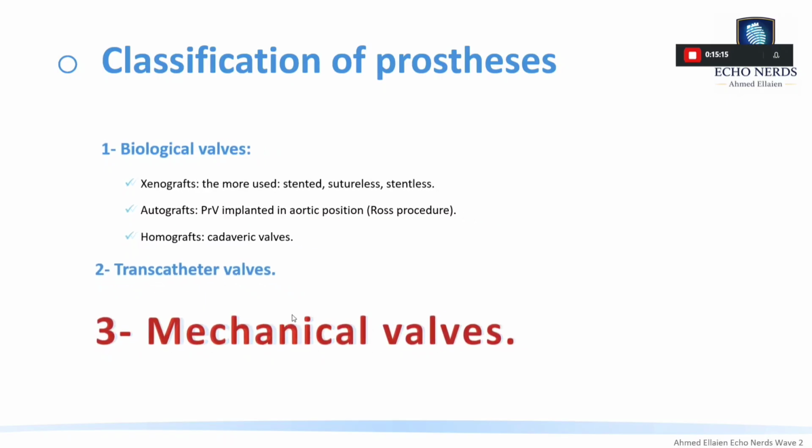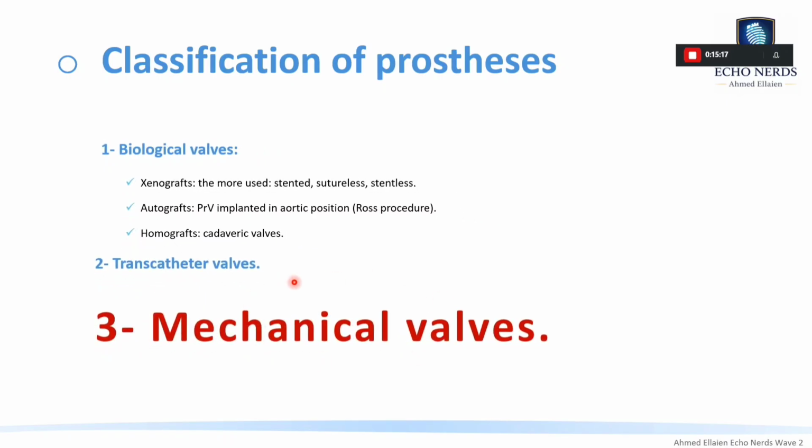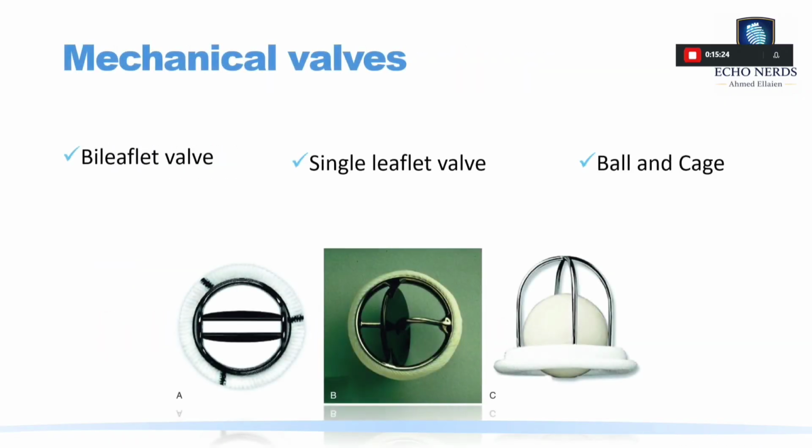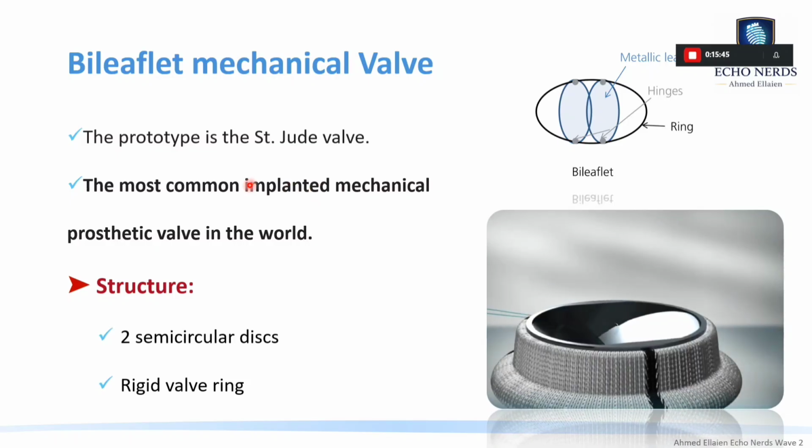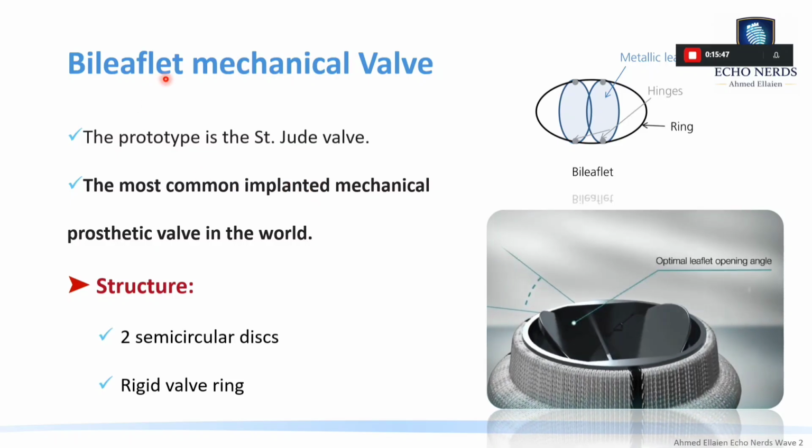Then we will move to the third type of prosthesis, the mechanical valves, which are the most commonly implanted valves worldwide. We have three different designs of mechanical valves: the bileaflet mechanical prosthesis, the single leaflet tilting disc, and the ball and cage mechanical valve.